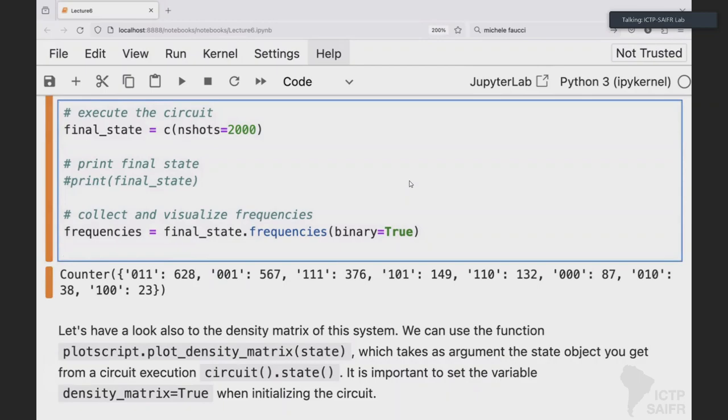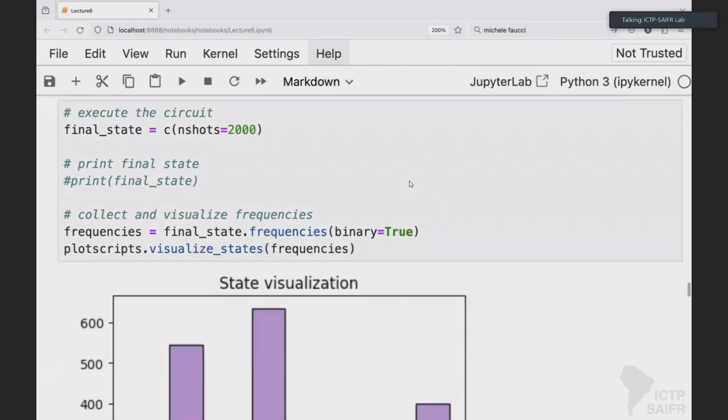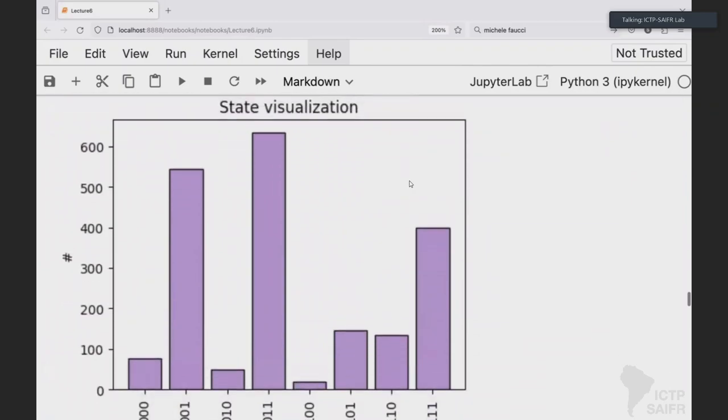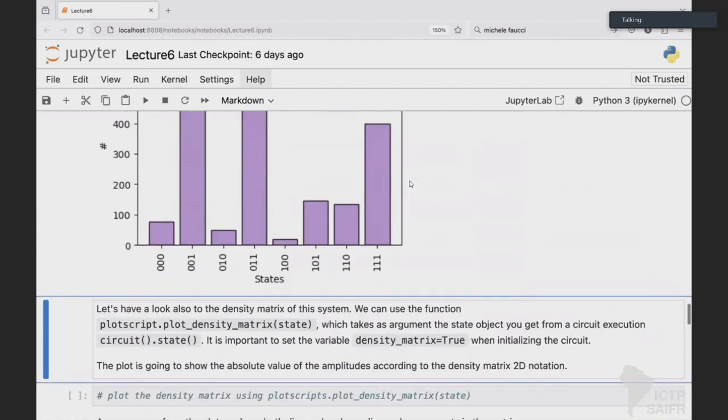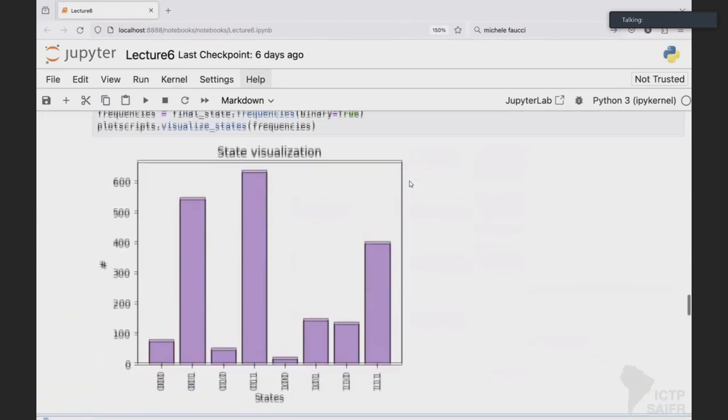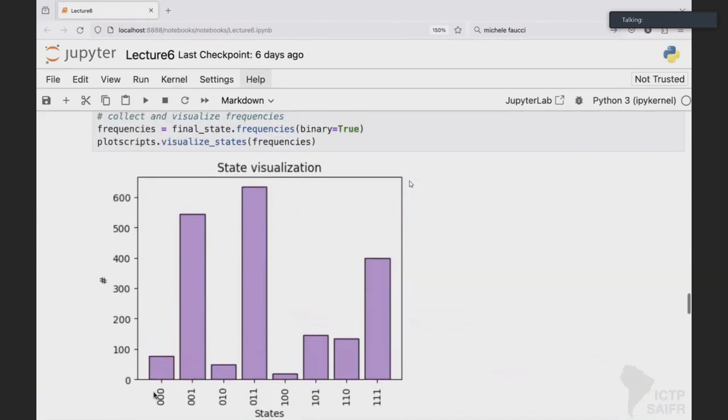Okay, let's make a plot. So we do plot scripts dot visualize state with frequencies, and here we have our final state. So we have the distribution for all the combinations of qubits.